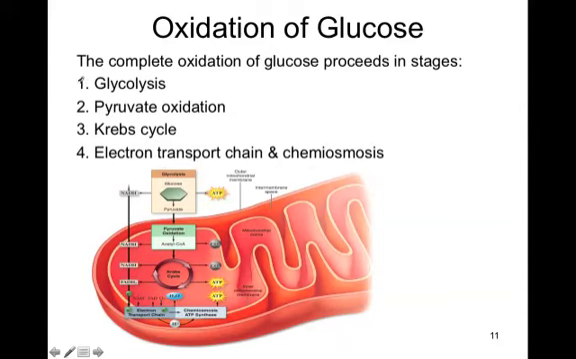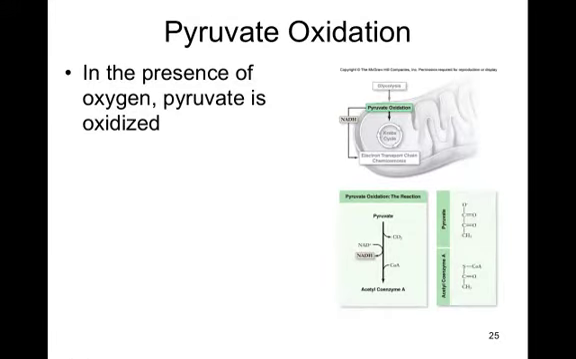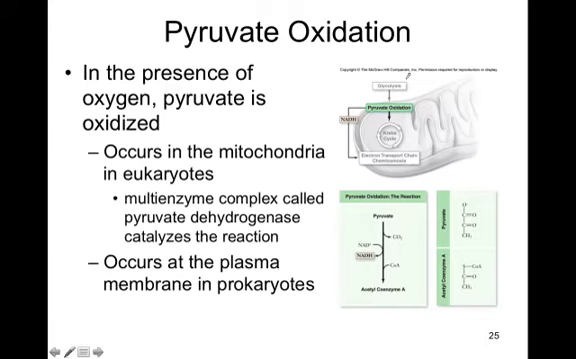Now that we've completed glycolysis, let's move on to the next stage, which is pyruvate oxidation and then the Krebs cycle. In the presence of oxygen, pyruvate will become oxidized. Remember, if there's no oxygen present, we're going on over to fermentation. However, we'll assume oxygen is present. We've completed glycolysis, and now we'll move on to pyruvate oxidation.